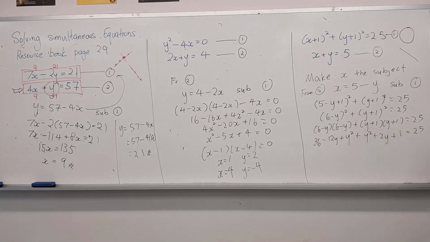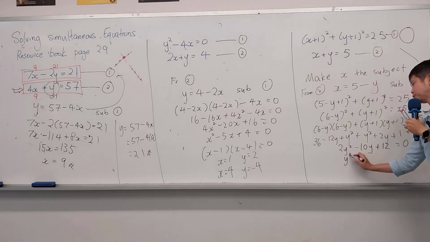Okay, so we will write down the square term. y squared plus y squared is 2y squared. We will write down the y term. Minus 12 plus 2 will be minus 10y. And the number, 36 plus 1, is 37. 37 minus 25 gives us 12. Then we will have plus 12. Do not factorize yet because the numbers are a bit too big. We know that they are all multiples of 2, so we'll divide everything by 2.